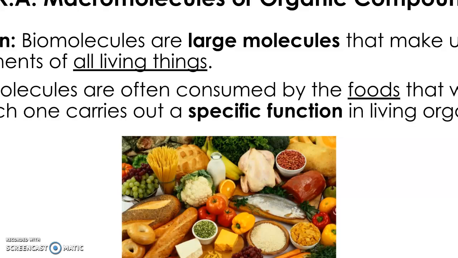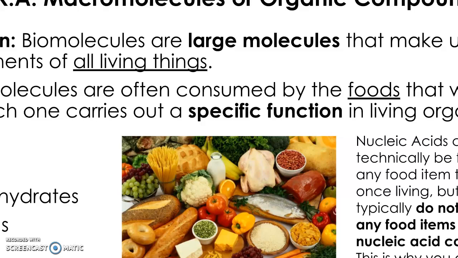So they're going to be consumed by the foods that we eat, and they're going to have a specific function in organisms. So you've got carbs, proteins, lipids, and nucleic acids. Nucleic acids can technically be found in any food item that was once living, but we typically do not classify any food items into the nucleic acid category. So this is why you don't see it on food labels. Whenever you look at a food label, you don't see nucleic acids, but you will see carbs, proteins, lipids, or fats.